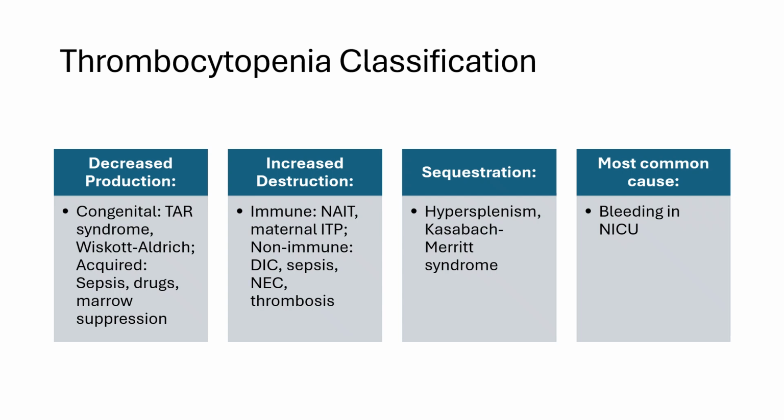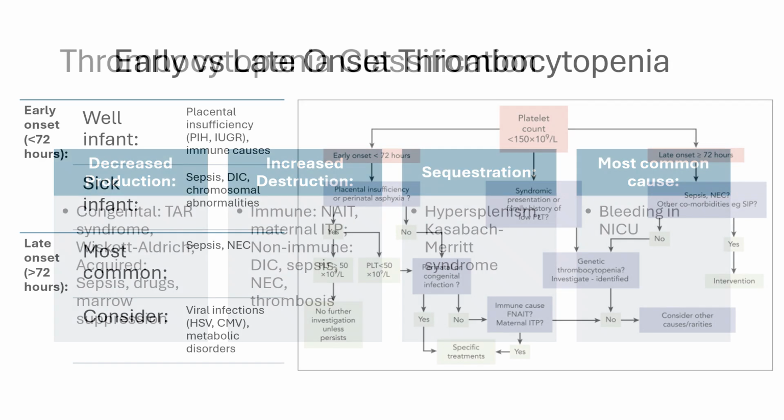Sequestration involves platelets being trapped in enlarged organs, removing them from circulation despite normal production. Hypersplenism causes pooling in an enlarged spleen, while Kasabach-Merritt syndrome involves consumption within vascular malformations where abnormal endothelium activates platelets and coagulation cascades. The most common cause of thrombocytopenia in the NICU is bleeding, which often reflects underlying consumptive processes rather than primary platelet disorders. This highlights the importance of treating underlying conditions rather than focusing solely on platelet transfusion.